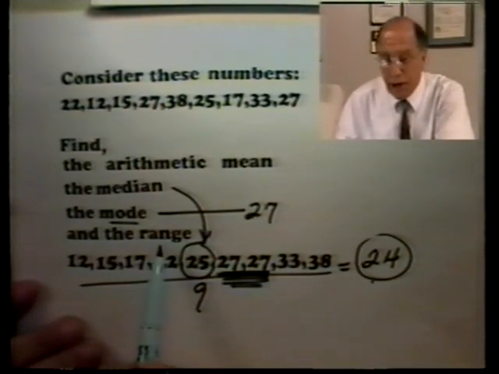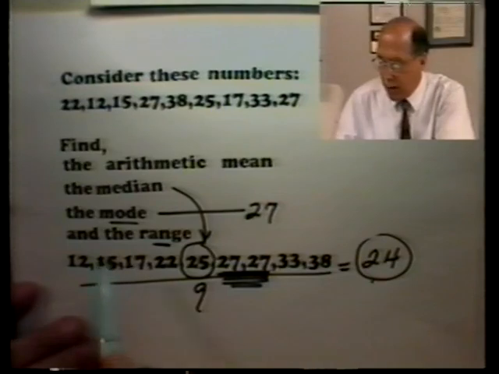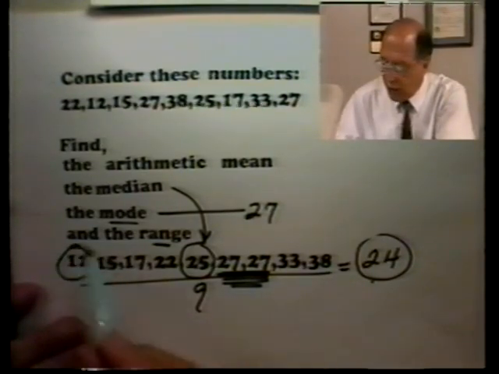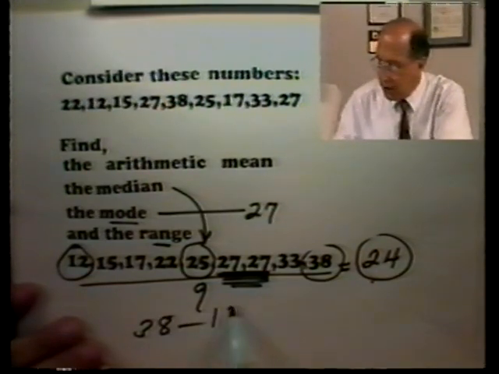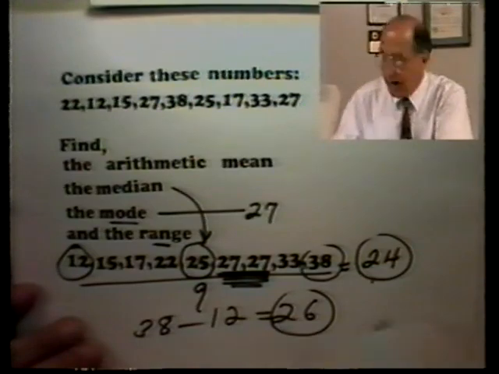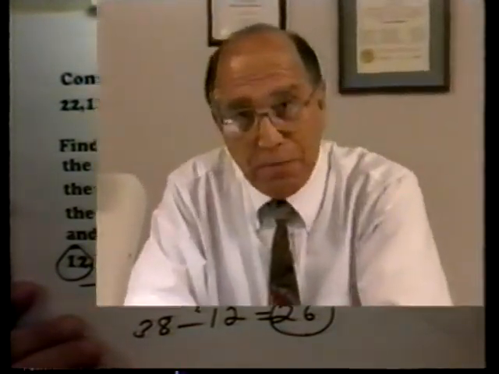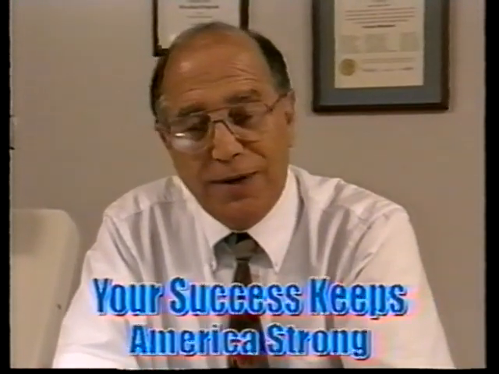Now, what about the range? How are we going to find the range? Well, the range is the difference between 12 and 38. So we will say 38 minus 12, and that's equal to 26. And that's the range. And remember, you learn mathematics by doing mathematics.